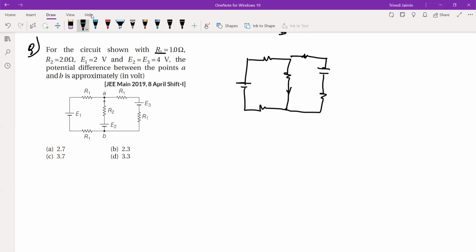So what is given? R1 is 1, 1, 1, then this is 2. Then this will become 2, this will become 2, this will be 2. That means 3 connections, 3 batteries. Simple. We can find this out now if I make an easy circuit.